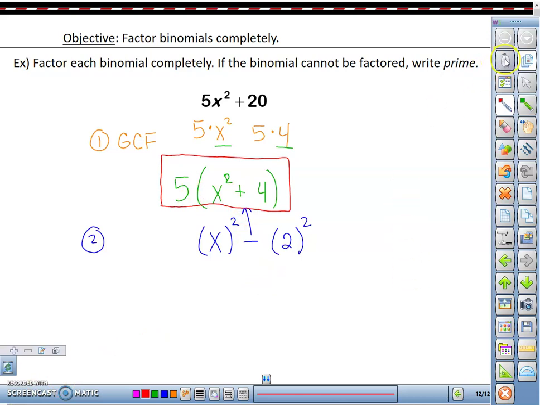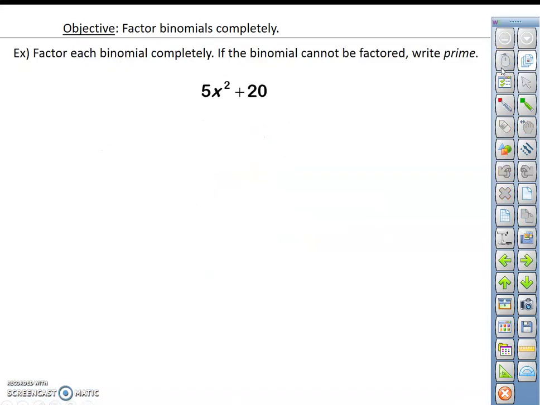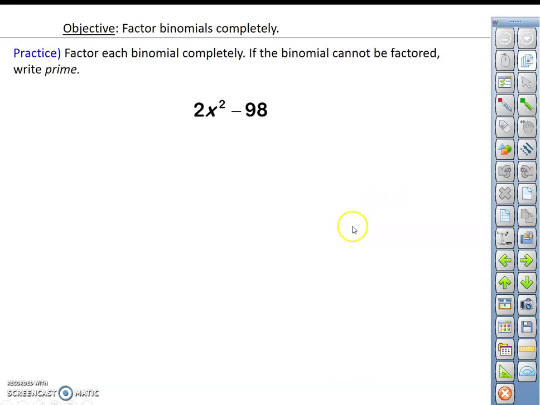All right, so I think now that kind of covers all the possibilities we'll be seeing for binomials. We're going to do some practice problems. So you can pause the video here, give this practice problem a try, and I will reveal the answer in a moment.